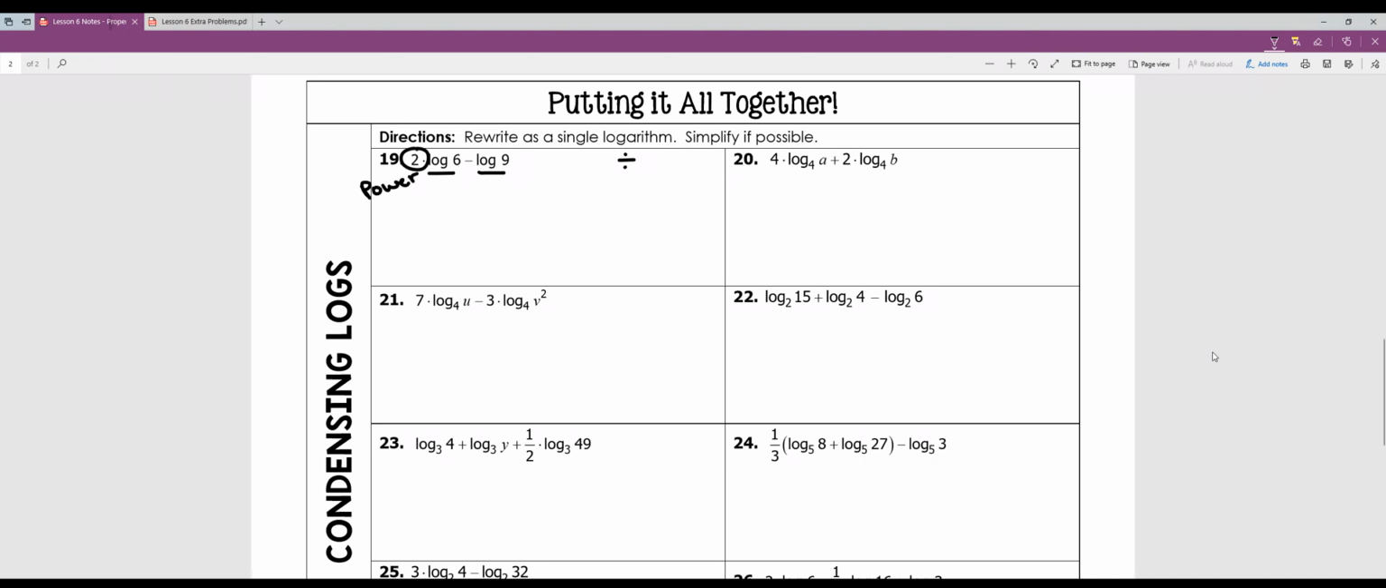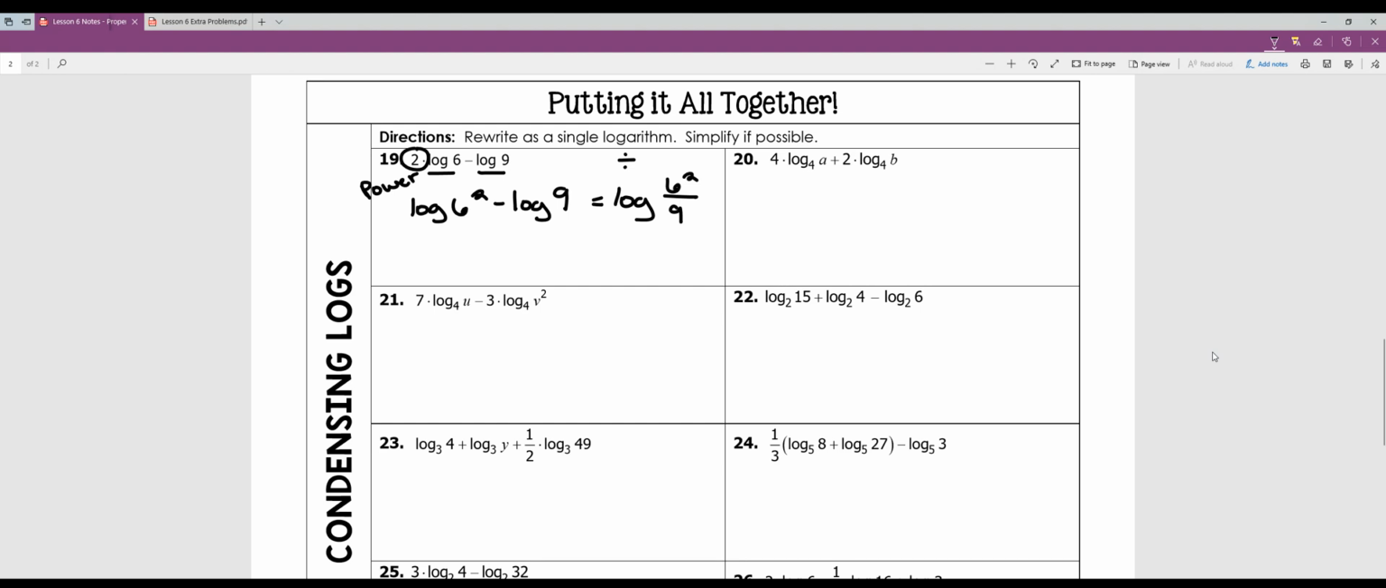2 times the log of 6. Now remember, this 2, when I bring it to the outside, it used to be a power. So I can rewrite this as log of 6 squared minus the log of 9. So I've taken care of the power property, and now I can focus on the quotient property. And this is the same thing as the log of 6 squared divided by 9.